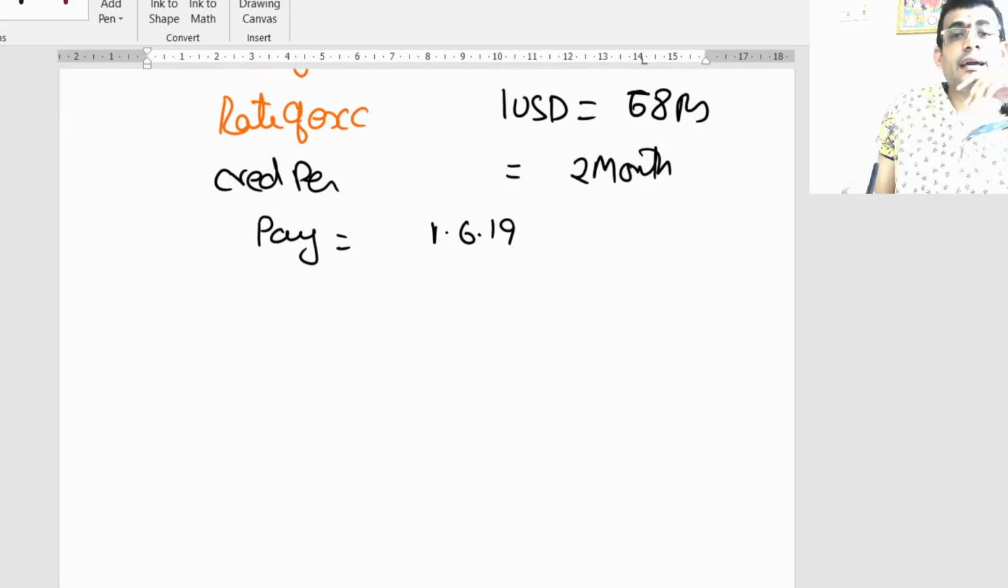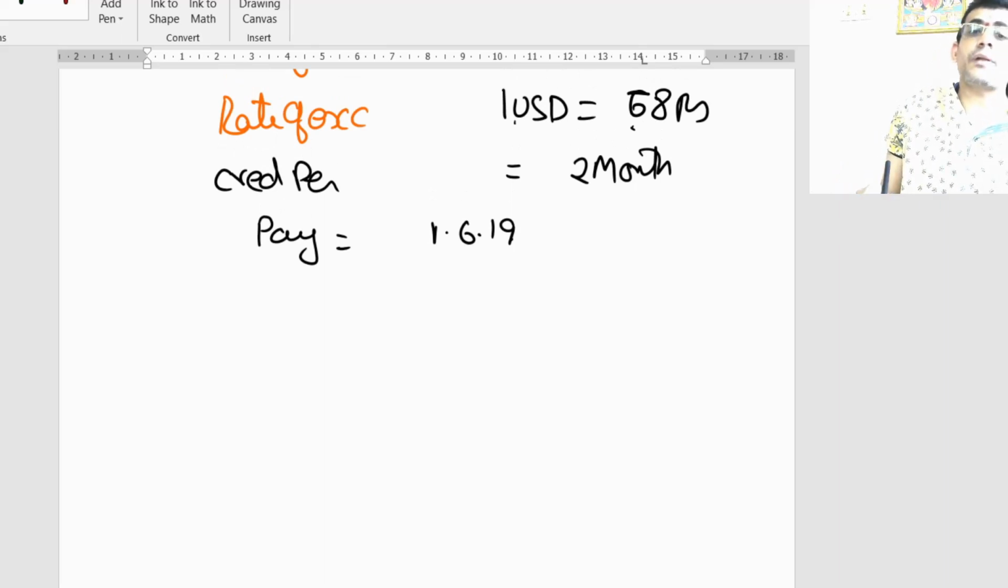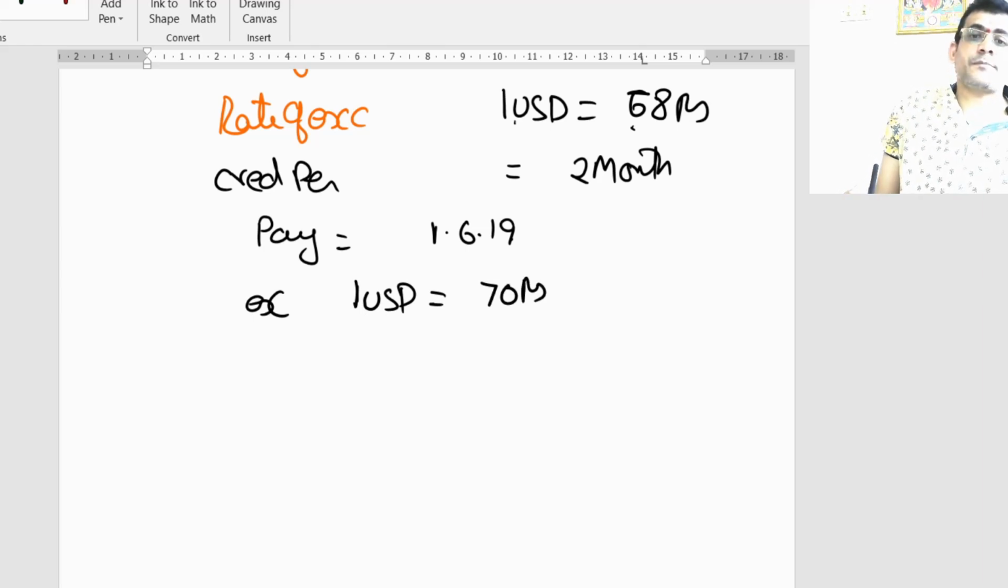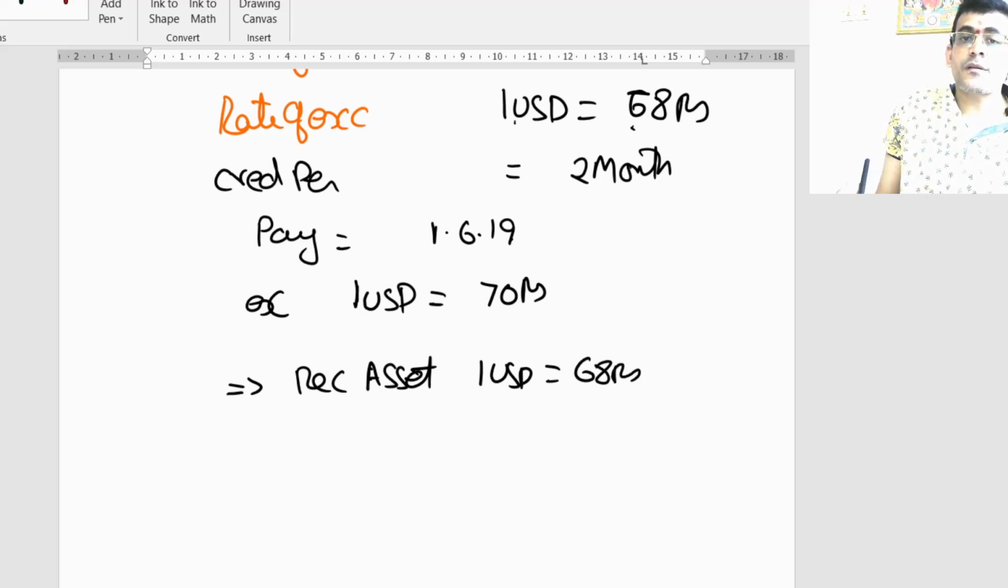Now, what is the guarantee that on that date the dollar rate remains the same? Because the dollar rate keeps on changing every day. Say, as an example, on the date of payment 1 USD is equal to 70 rupees. First case, 1 USD is equal to 70 rupees. Now, earlier what we have done? Recognized the asset at what rate? 1 USD is equal to 68 rupees.